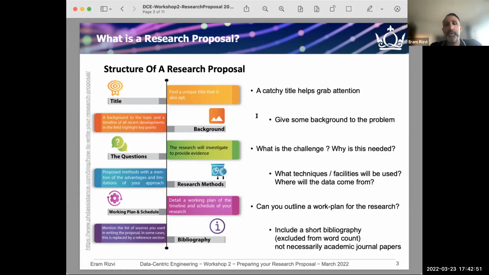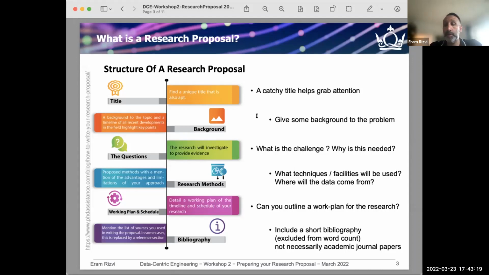The next section is about research methods. So this is an opportunity for you to think about not only what the research challenges are, but how technically you're going to address them. In other words, what facilities and techniques are you going to use? So what's your methodology? So how are you going to approach the first part of the problem? What do you need in order to solve that problem?